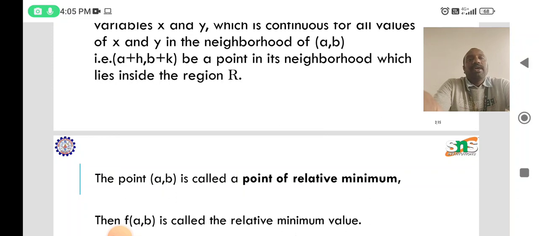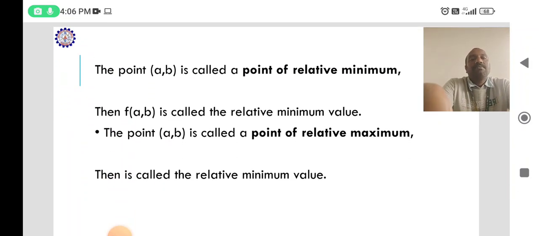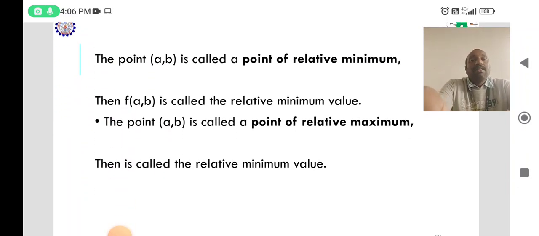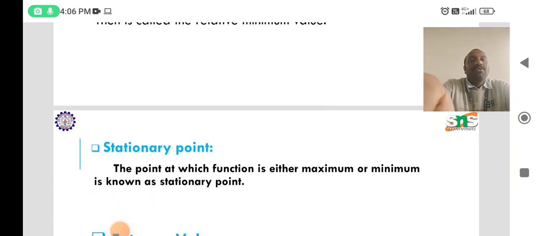So in this neighborhood of the point a comma b, with the point a plus h and b plus k, then a comma b is a point of relative minimum. And then f of a comma b is called the relative minimum value. Similarly, the point a comma b is called a point of relative maximum.